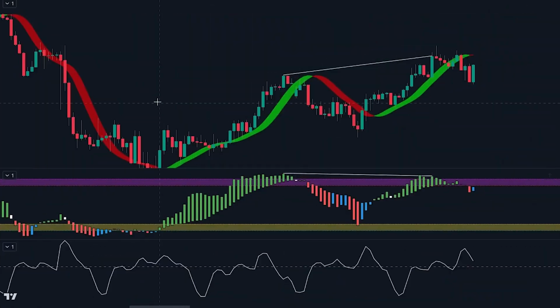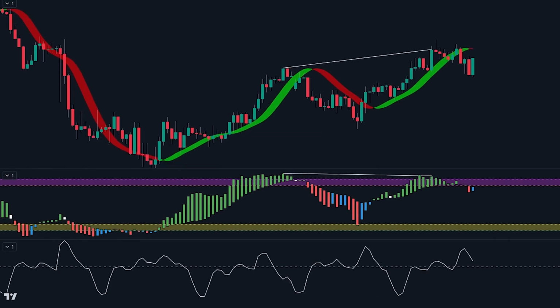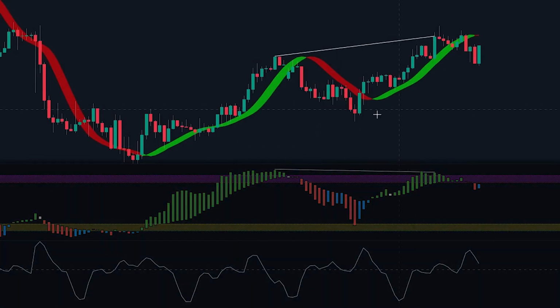In this case, we are looking at Australian dollar to US dollar on the 1-hour time frame. Here we can see the following. First, we can see that the market is starting to head in the upward direction after a longer-term downtrend. We can see that the price was making higher highs during this upward movement.